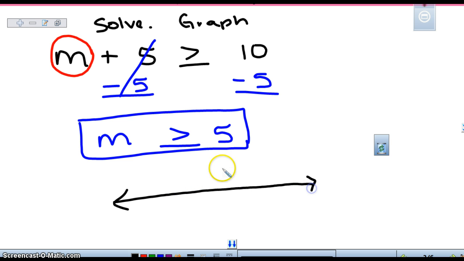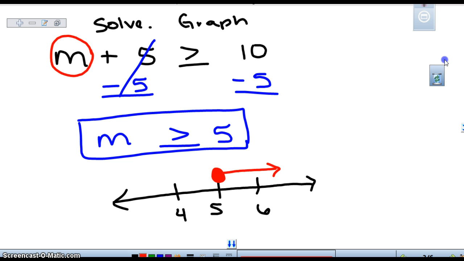Are we going to graph using an open or a closed circle? Closed circle on 5. Would our graph be pointing right or left? Right.